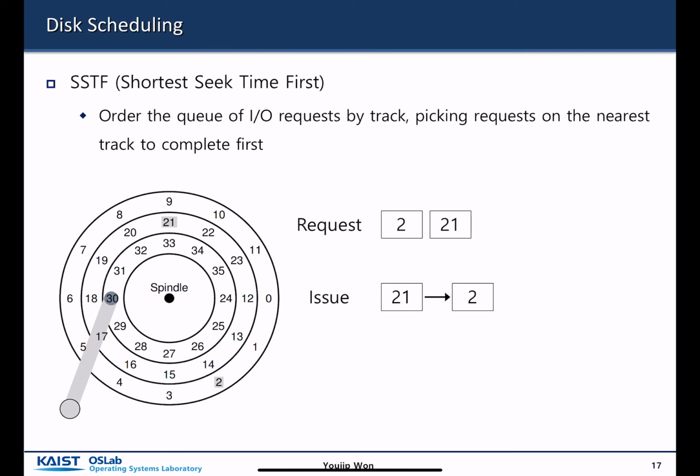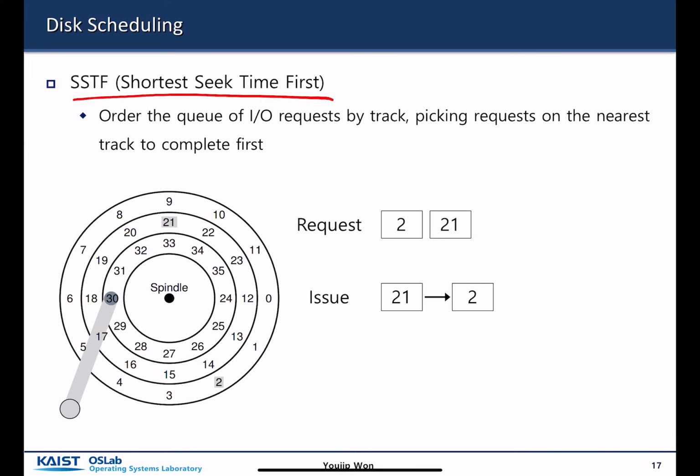Okay, so now think about the term disk scheduling. Disk scheduling is an algorithm to move a disk head based upon requests from the host. The first one is shortest seek time first. There is a queue of I/O requests from the host, and the controller has to order the queue of I/O requests by track, picking the request in the nearest track to complete first. So this is shortest seek time first.